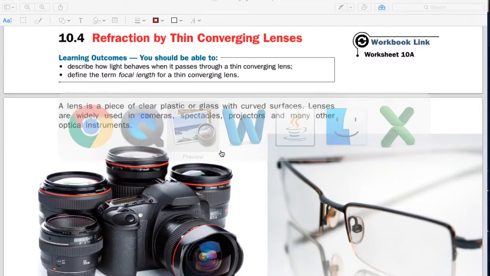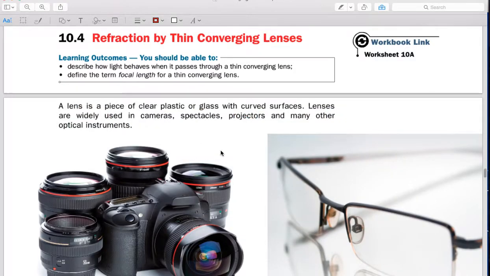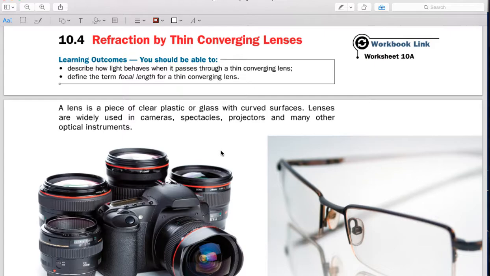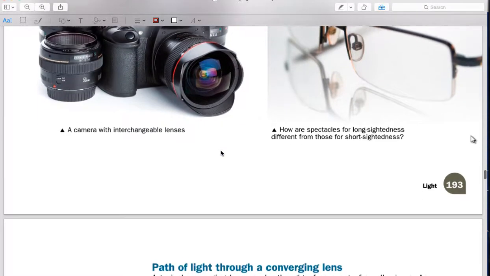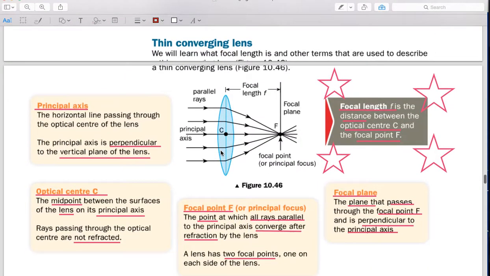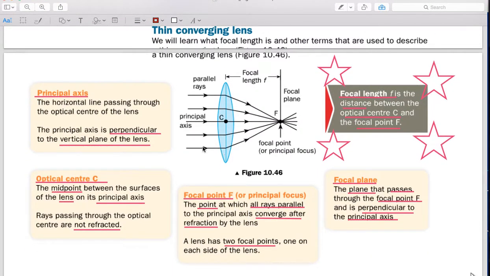That's about it. Now we go to refraction, the last and final part for light. Refraction by thin converging lenses. Here are some of the terms we mentioned earlier.